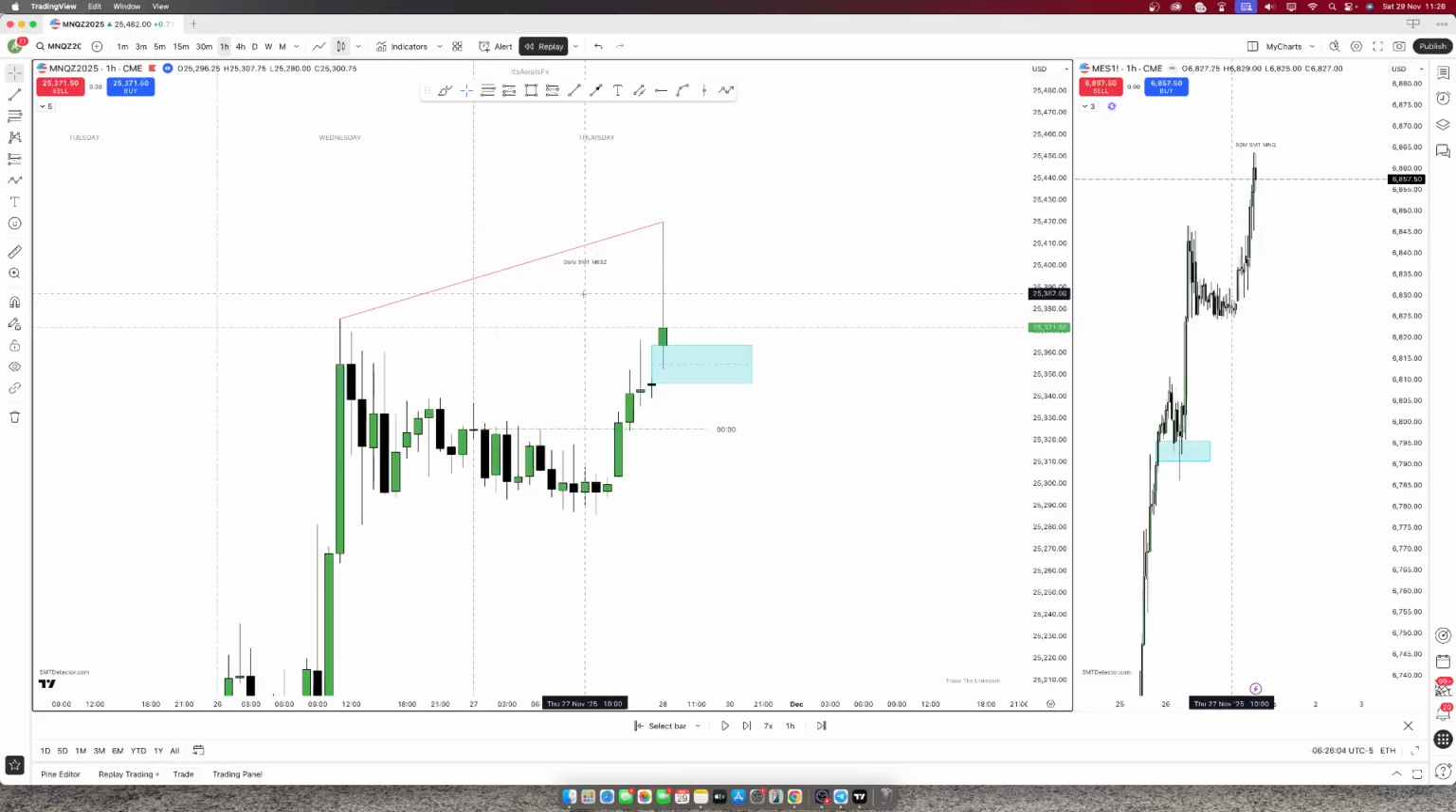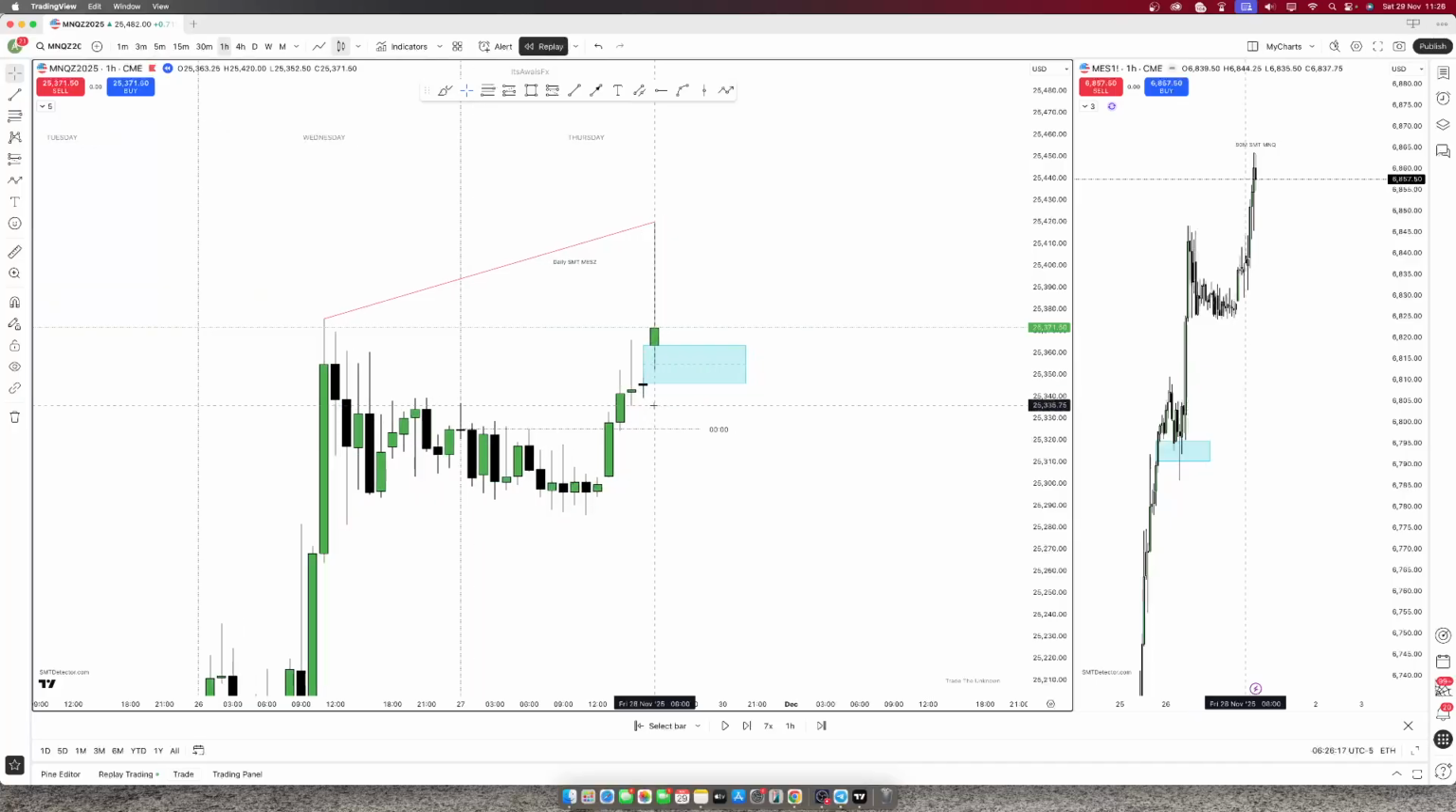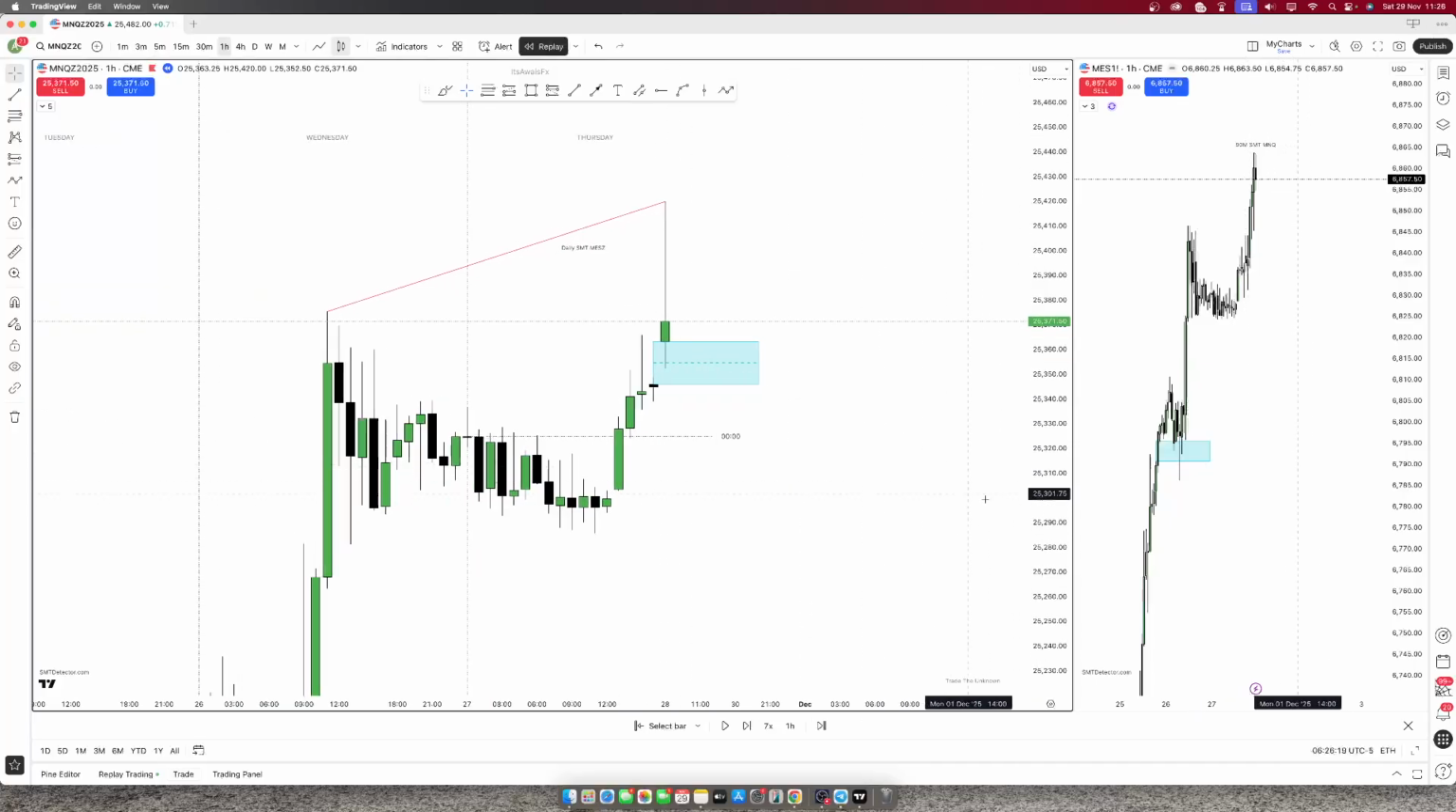This is where people fail to understand the SMT. The SMT is just there to tell you that the market might reverse, but you still need to see that structure change. If the structure is not changing, the SMT is invalid. It's to lure traders into the market to start shorting when the market is clearly long.